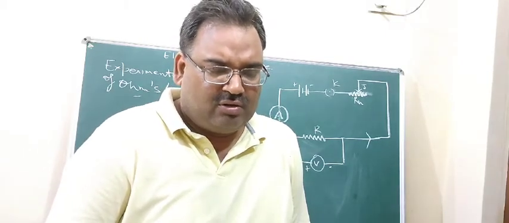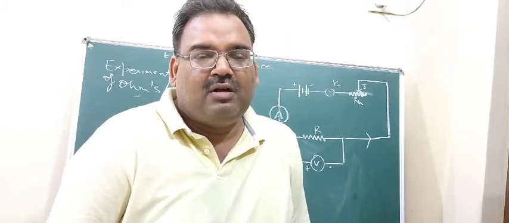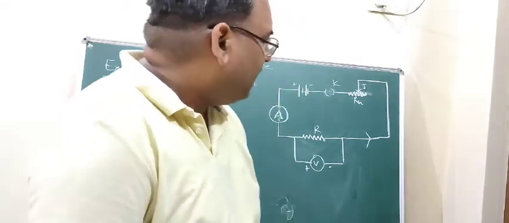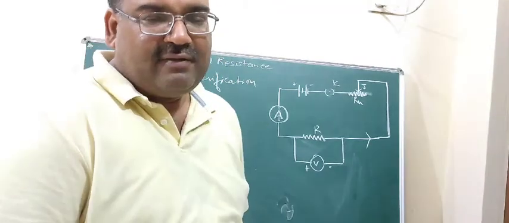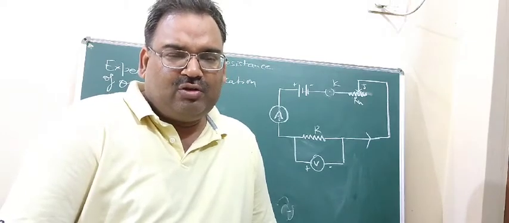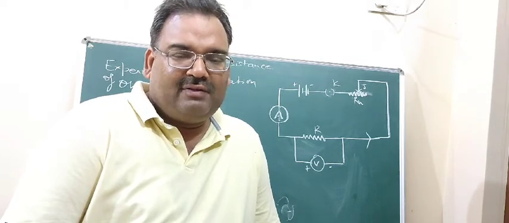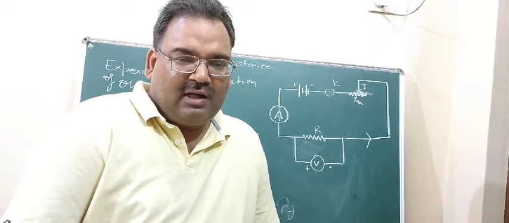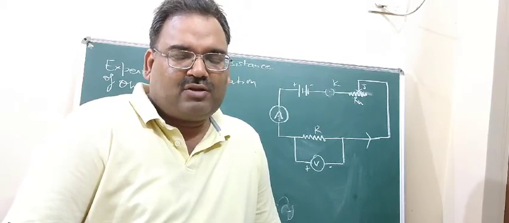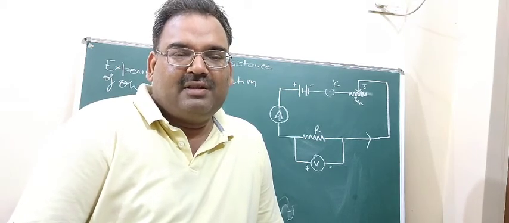So what we will do is vary the potential difference applied across R, and then measure the values of I. With the help of the rheostat, we will vary the potential difference applied across the resistance. For every value of V, we will find the value of I in the ammeter, and then draw a graph and find the resistance of the circuit. First of all, we have to verify Ohm's law, so we will see how the current varies with the potential.